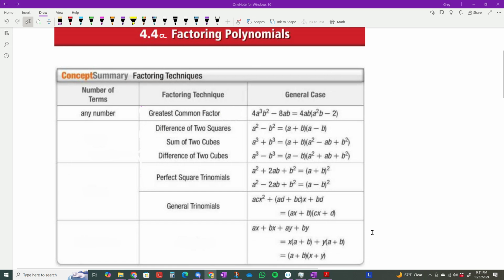You know most of these already. This is just going to give you an overview so that you can hopefully tackle any kind of factoring problem. So let's quickly go over these, do a few examples so that you can get on your way.